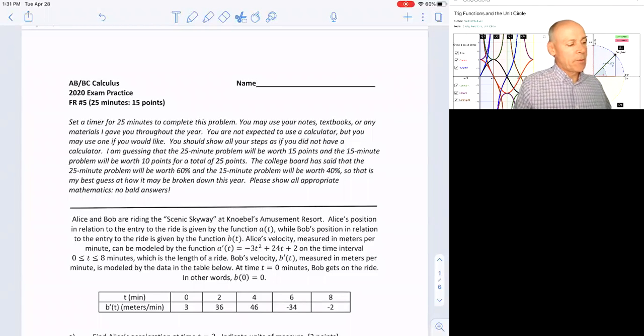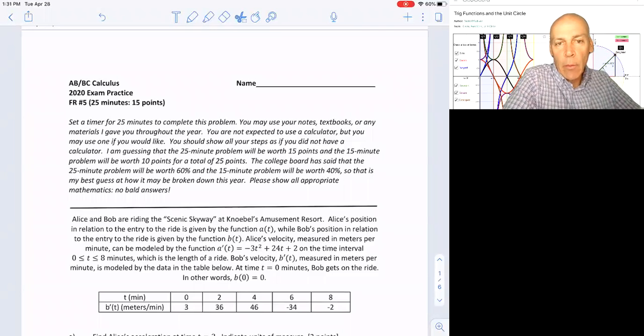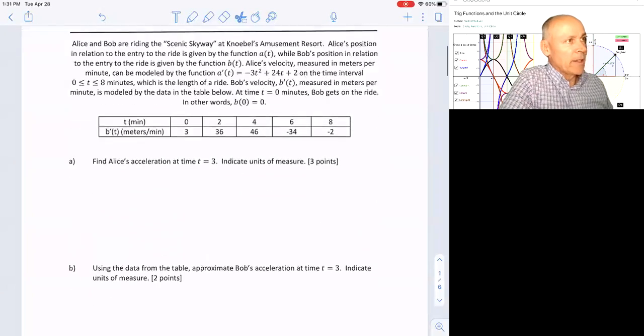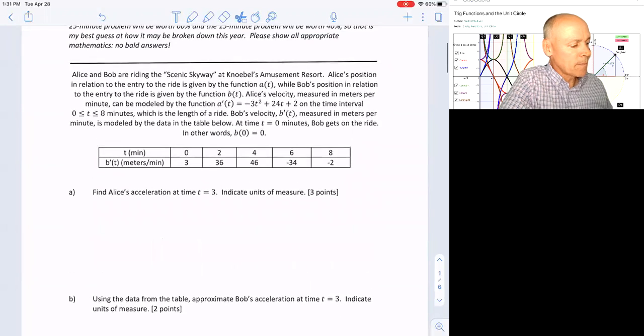Hey, we're going to go ahead and go through AB number 5 homework problem and dive right in. Again, thanks to Jeff Osborne who came up with this problem.